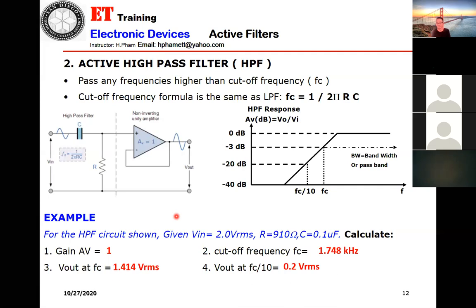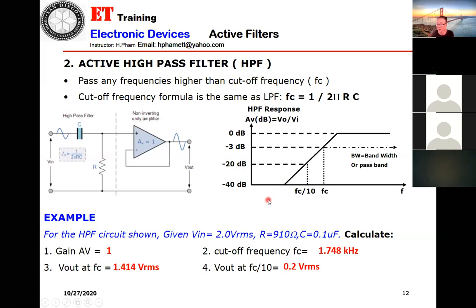Mr. Pham, when they say the filter bandwidth, is it the same as the cutoff frequency? Yes, the bandwidth will go from the cutoff frequency FC up to infinity here. We don't care about that. However, after the cutoff, they will be attenuated, reduced. It's the opposite of the low pass filter.